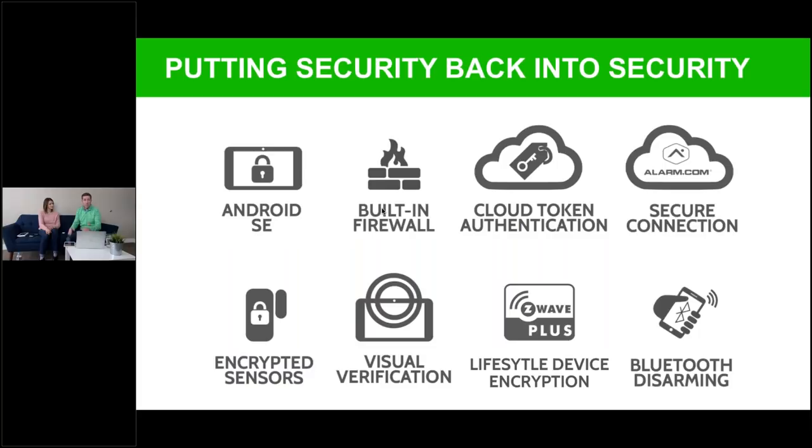But we go far beyond just simply encrypting sensor technology, because it's more than just encrypting sensors. It's also having a firewall on the panel. It's having cloud token authentication. Cloud token authentication is the concept where signals from the cloud to the panel, or signals from the panel to the cloud, are also encrypted. So there's no way to get from the cloud down to a panel, or from the panel up to the cloud. So it really prevents larger system hacks.